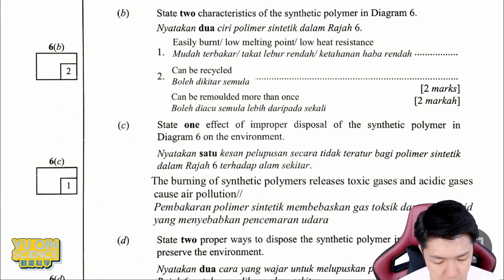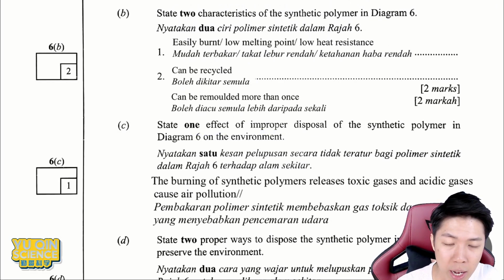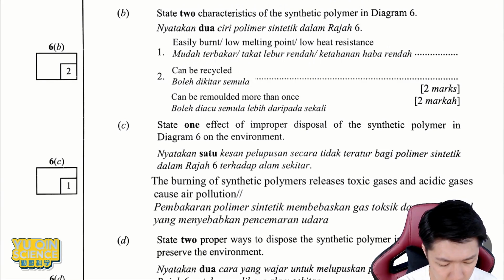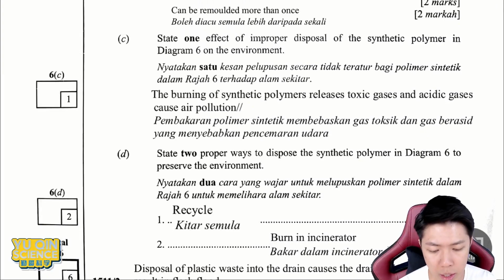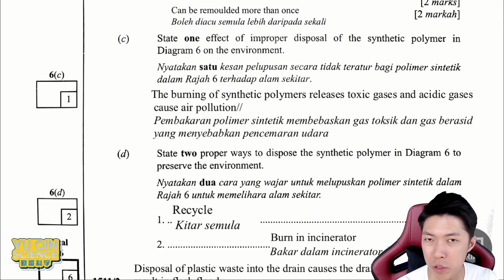And next one, state one effect of improper disposal, means simply throw lah, not handling it properly, which is what happened now. Everywhere is plastic. The whole ocean is almost with plastic now. Okay, so effect, what problem if you simply throw? This one is about pollution.